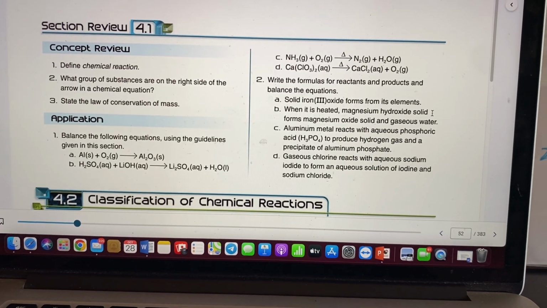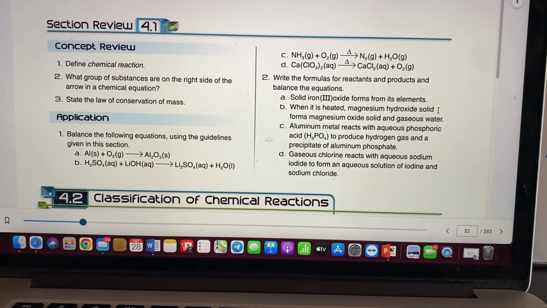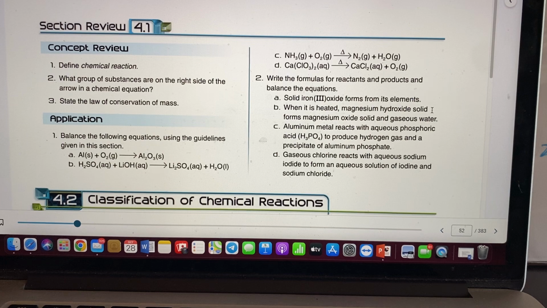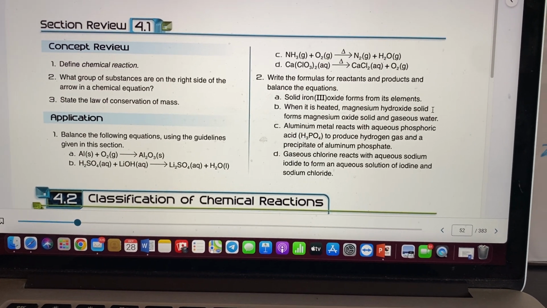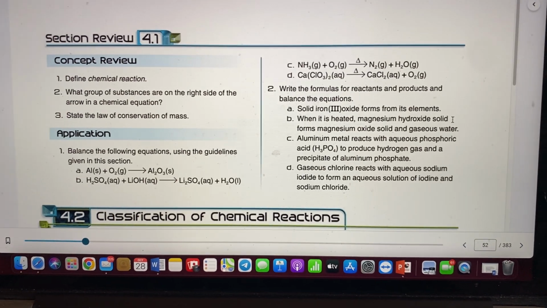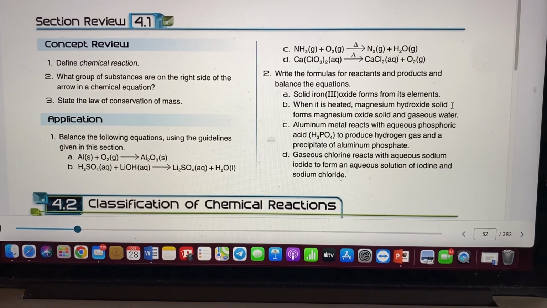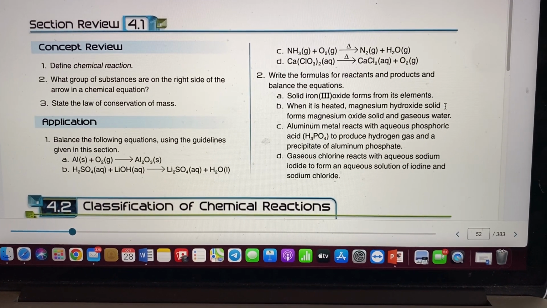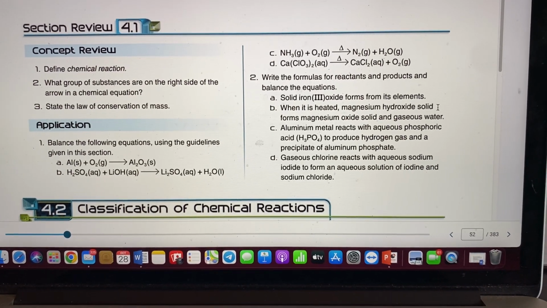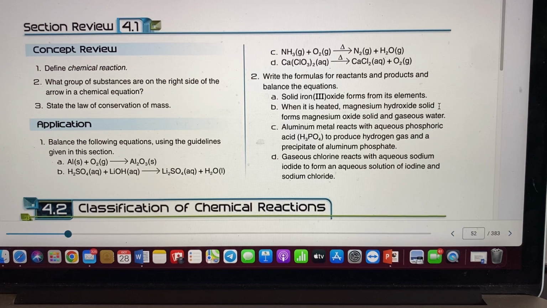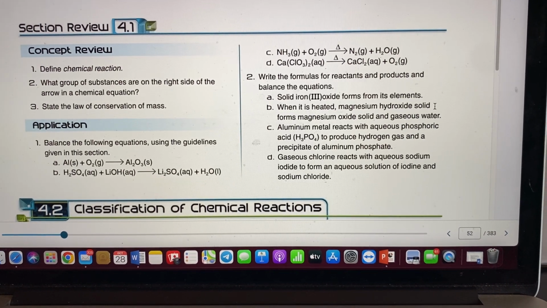So we are in section 1 of chapter 4 of your chemistry, and we're going to go through some of these balancing equations. So here are your questions. The concept review is pretty easy. It says define a chemical reaction, and that's chemicals that are reacting together to form different compounds or different chemicals.